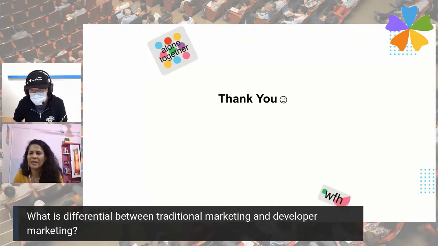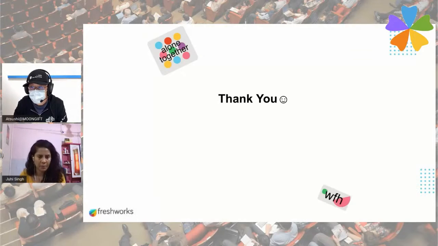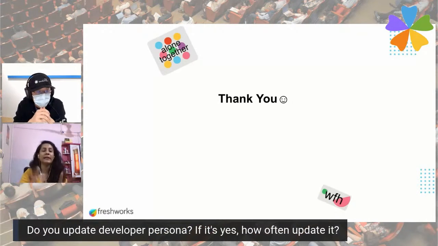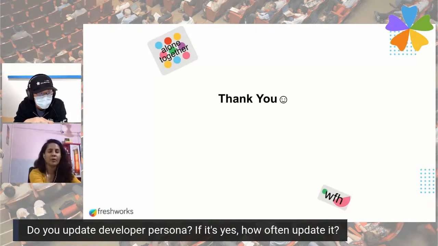Okay, so do you update the developer persona? If yes, how often do you update it? Actually, we don't update the developer persona. First of all, what I mean by developer persona in the slide was that there is a different developer persona for different organizations. When you talk about Google, Microsoft, Atlassian or Slack, or any other company, the developer persona differs for each of them.